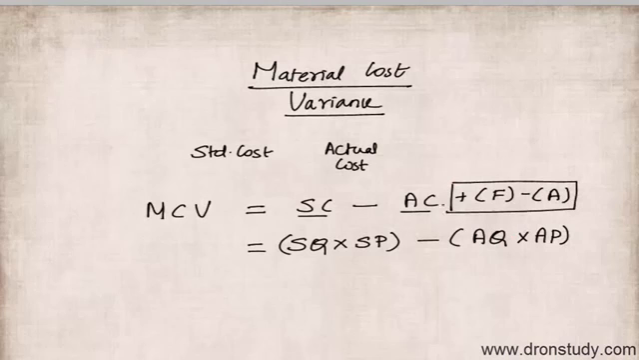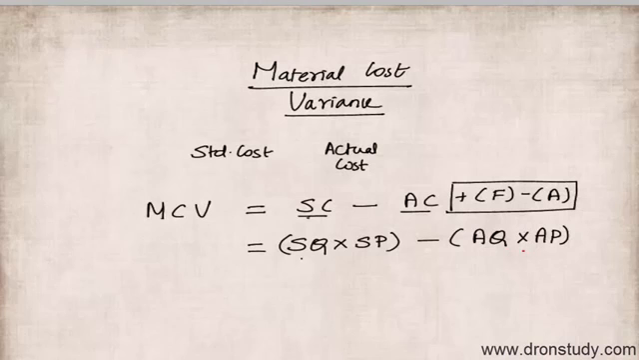So you can find the material cost variance simply by comparing the standard cost and actual cost, where standard cost is nothing but standard quantity multiplied by standard price, and actual cost is nothing but actual quantity multiplied by actual price.